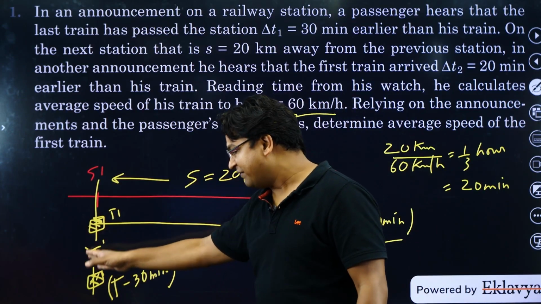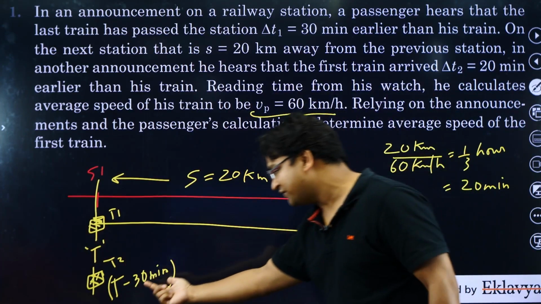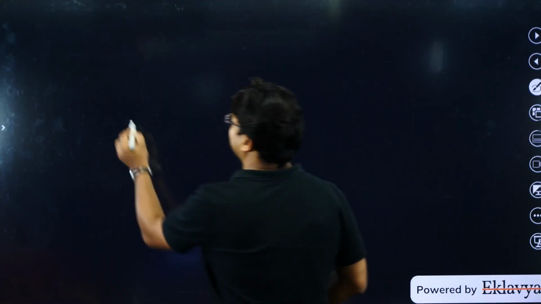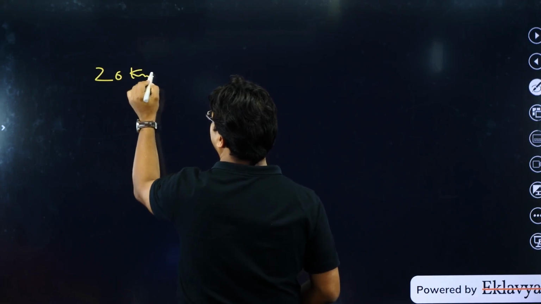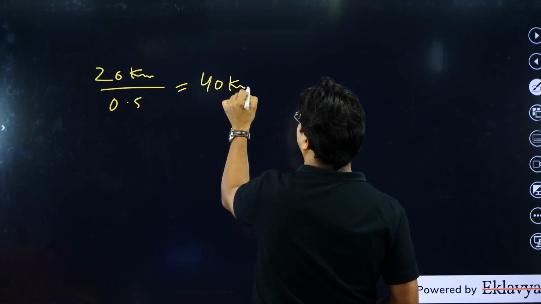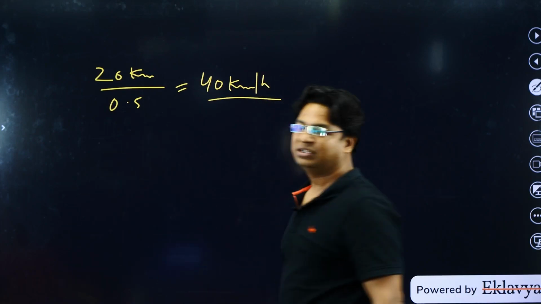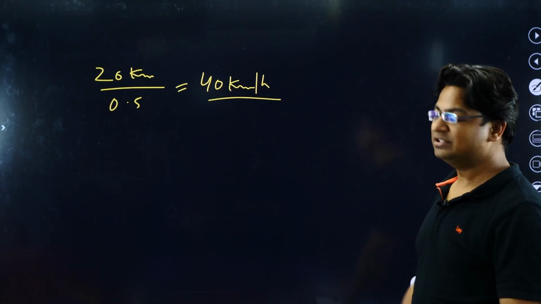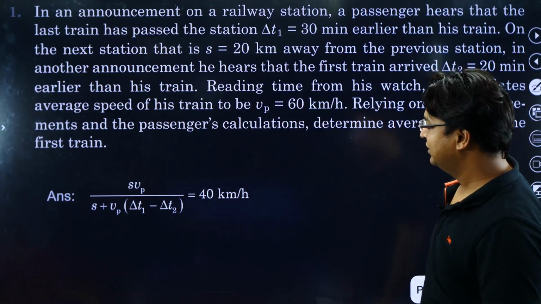So this train traveled from this point to this point in a span of 30 minutes and the distance was 20 kilometers. So what was the speed? That would be 20 kilometers divided by 0.5 hours. So 40 kilometers per hour is the speed of the train, which I am calling second and the question is calling first. The important thing is the answer is 40 kilometers per hour.